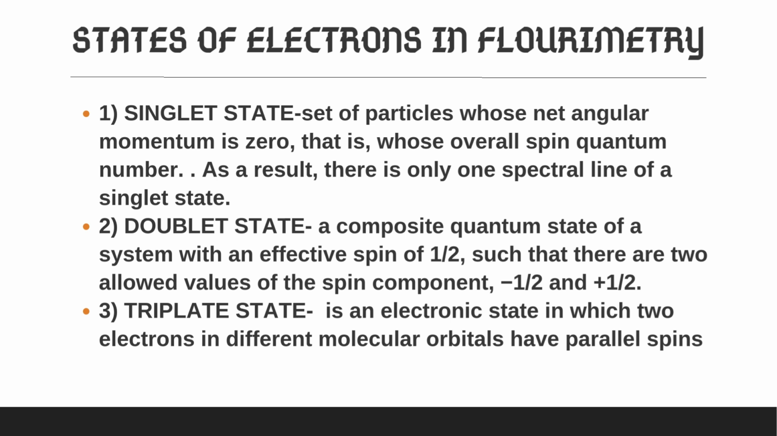States of electrons in fluorimetry. First, singlet state. Singlet state is a set of particles whose net angular momentum is zero, that is, whose overall spin quantum number is zero. As a result, there is only one spectral line of a singlet state. Second, doublet state. Doublet state is a composite quantum state of a system with an effective spin of 1 by 2 such that there are two allowed values of the spin component, that is minus 1 by 2 and plus 1 by 2. Third, triplet state. Triplet state is an electronic state in which two electrons in different molecular orbitals have parallel spins.